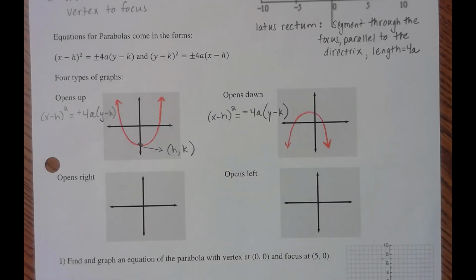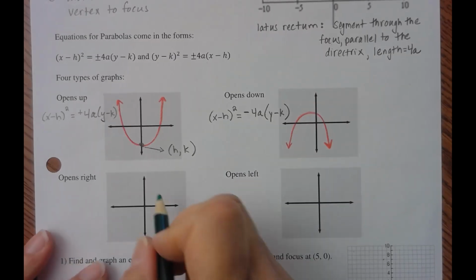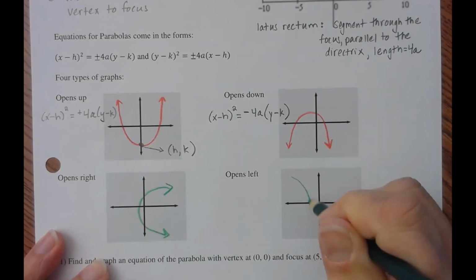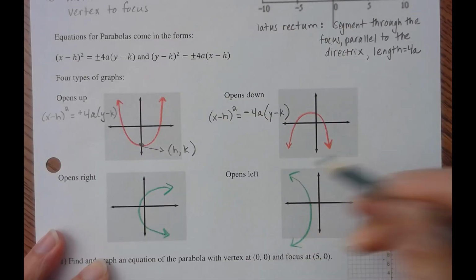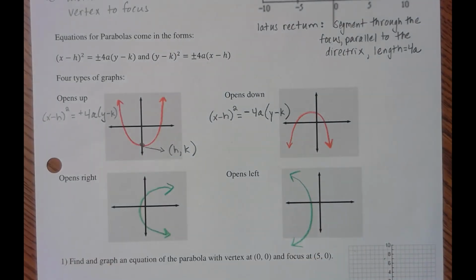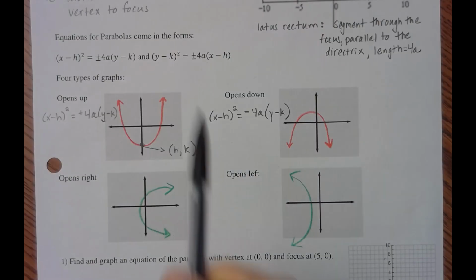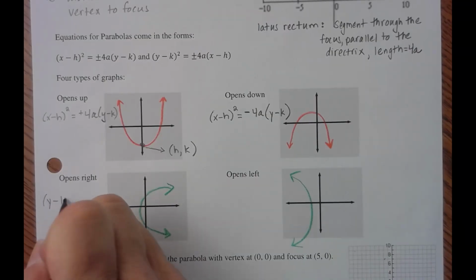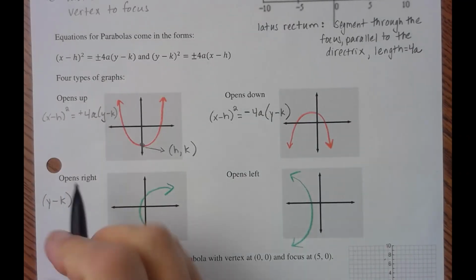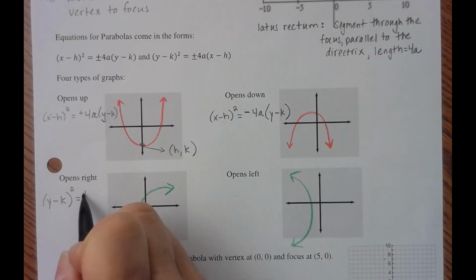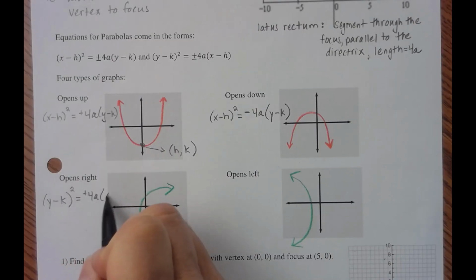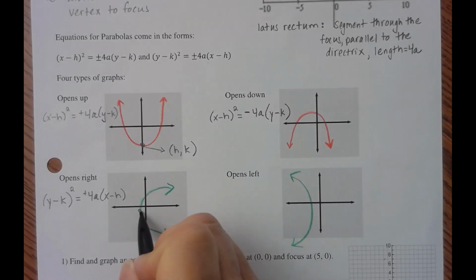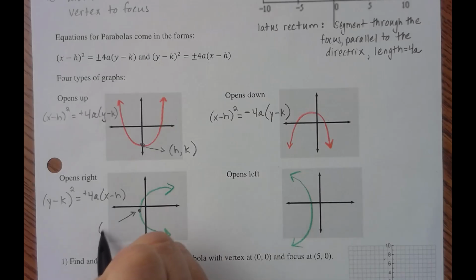Now in conic sections, the parabola can open right or left. So here's a parabola opening to the right. Here's a parabola opening to the left. And when the parabola opens right or left, now the equation is going to start with the y squared. So if it opens to the right, y minus k squared, y and k always go together, will be equal to positive 4a times x minus h. x and h will always go together. And again, the vertex is h, k.